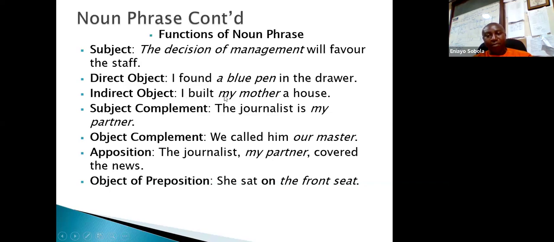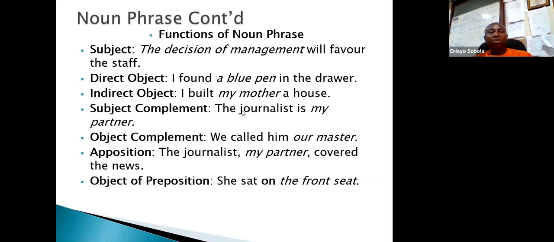Example, I built my mother a house. Asking the question, what did I build? It's a house. That's the direct object. Who benefits from the house? My mother. So in this instance, my mother stands as the indirect object.